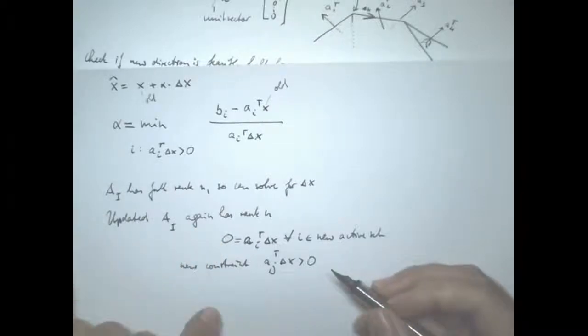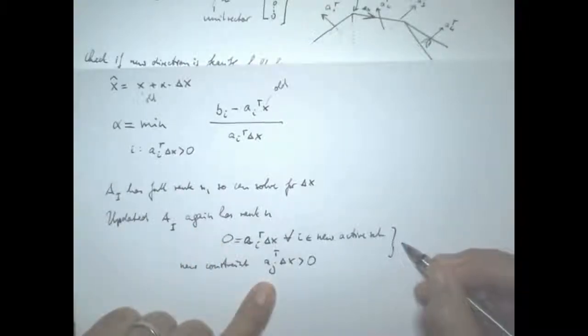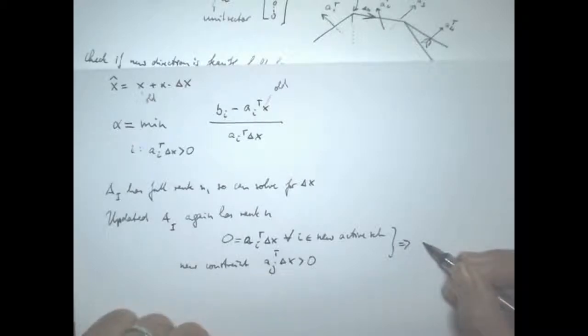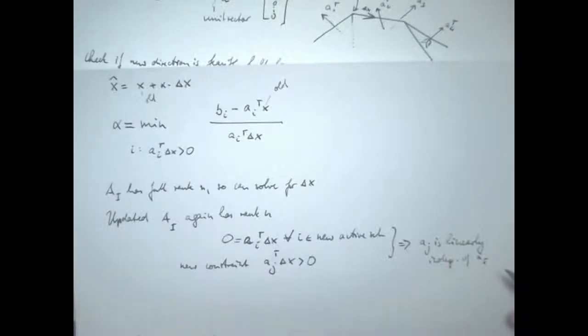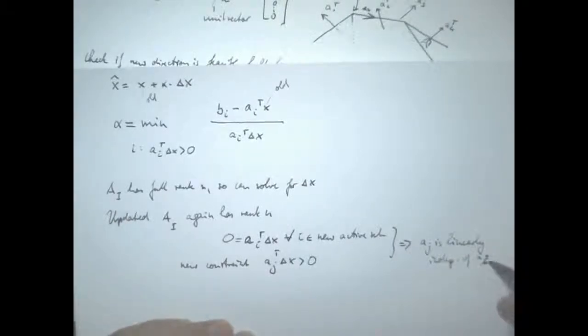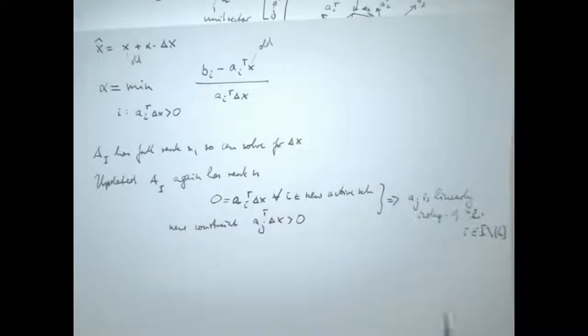And from that, we can conclude that a_j is linearly independent of all the a_i in the previous active set. So of a_i, where I was the old active set, except for the constraint k, which we took out. So to make a long story short, we had full rank, and we moved in a direction that also guaranteed us to keep the full rank. That's the important part.